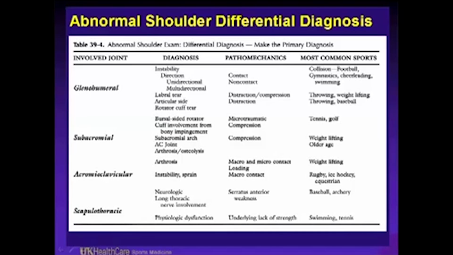Neurologically, looking at the scapulothoracic articulation, think about the serratus anterior, long thoracic nerve involvement. We see this sometimes in baseball and archery. Also, there can be scapulothoracic problems from multidirectional laxity or instability, with underlying lack of strength in swimmers and tennis athletes.